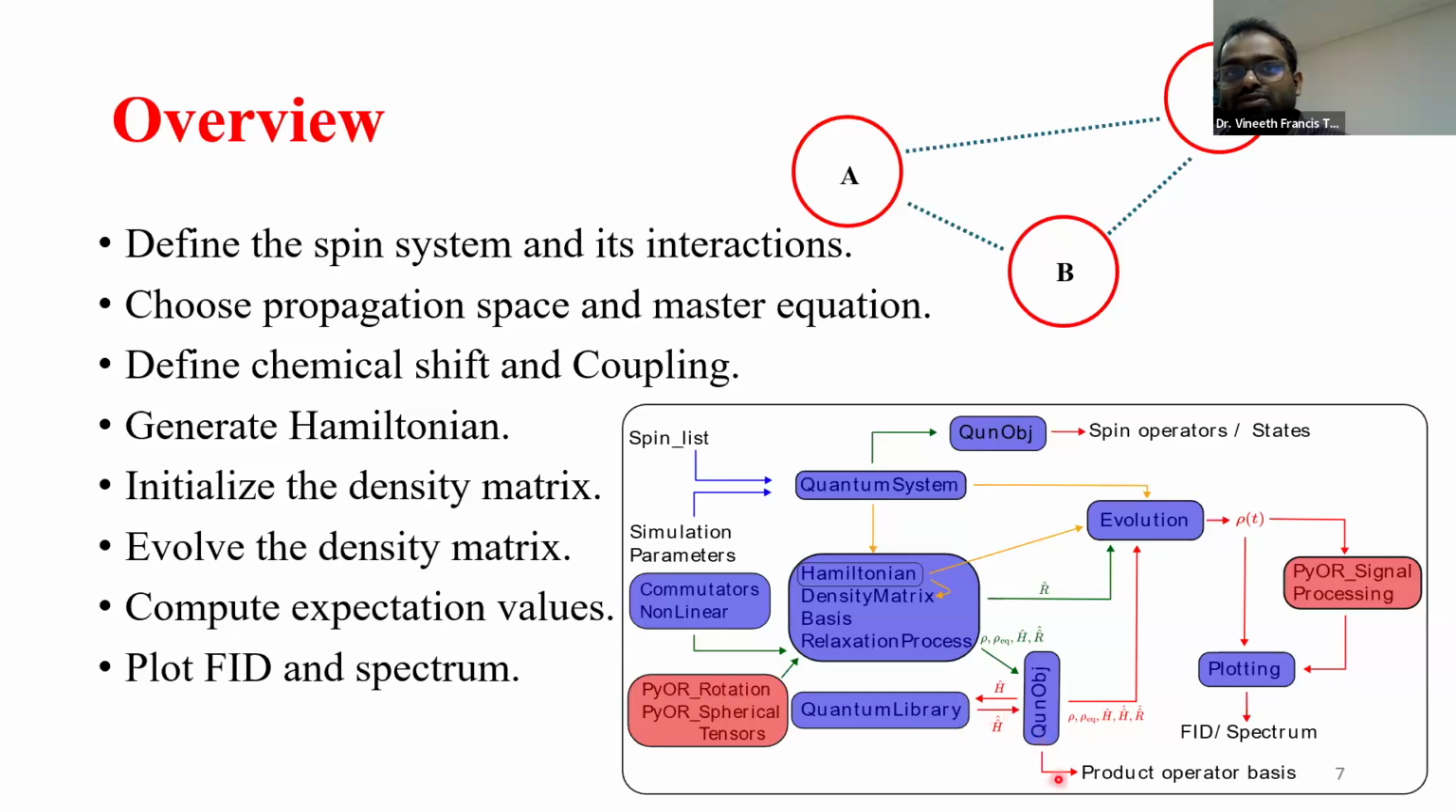And you can also generate product operator basis. Then finally, you can evolve the system and you get the density matrix as a function of time. From there, you can calculate the expectation value. You can directly plot the FID, or you can use this module for Fourier transform, and you can plot the spectrum.